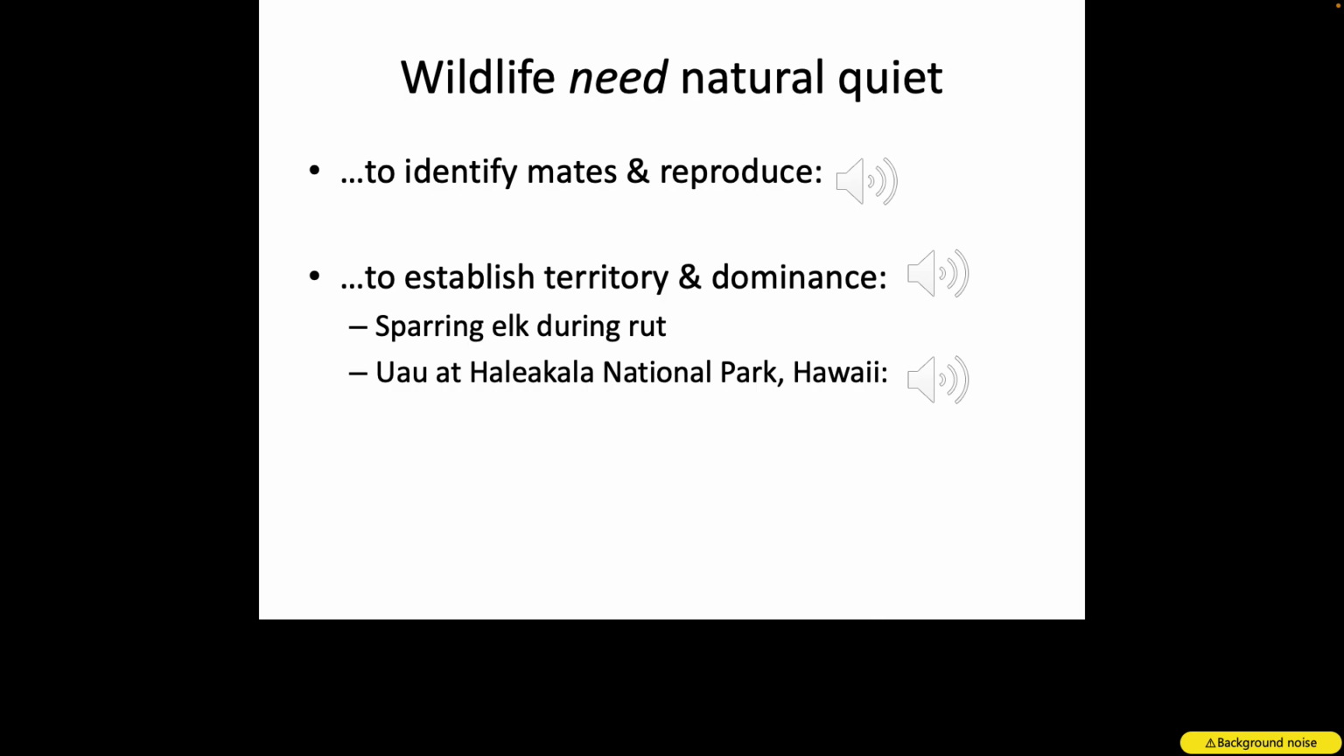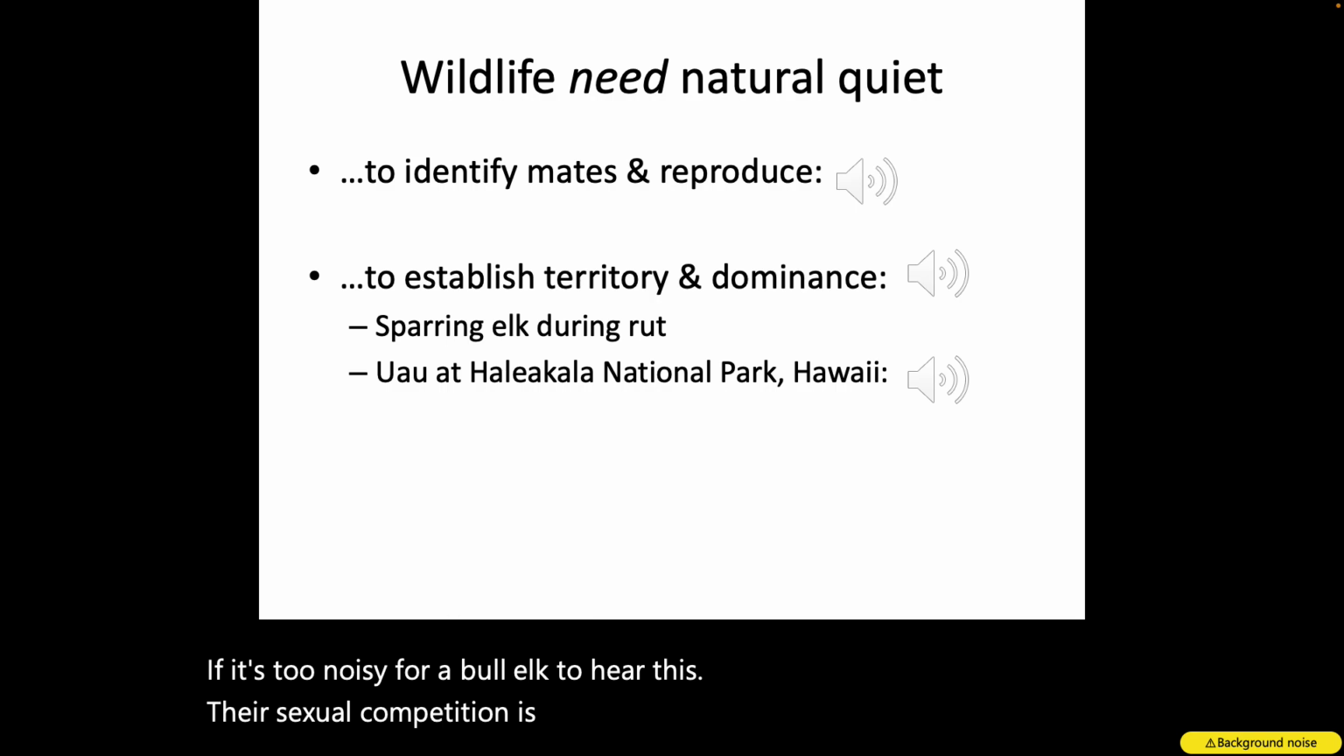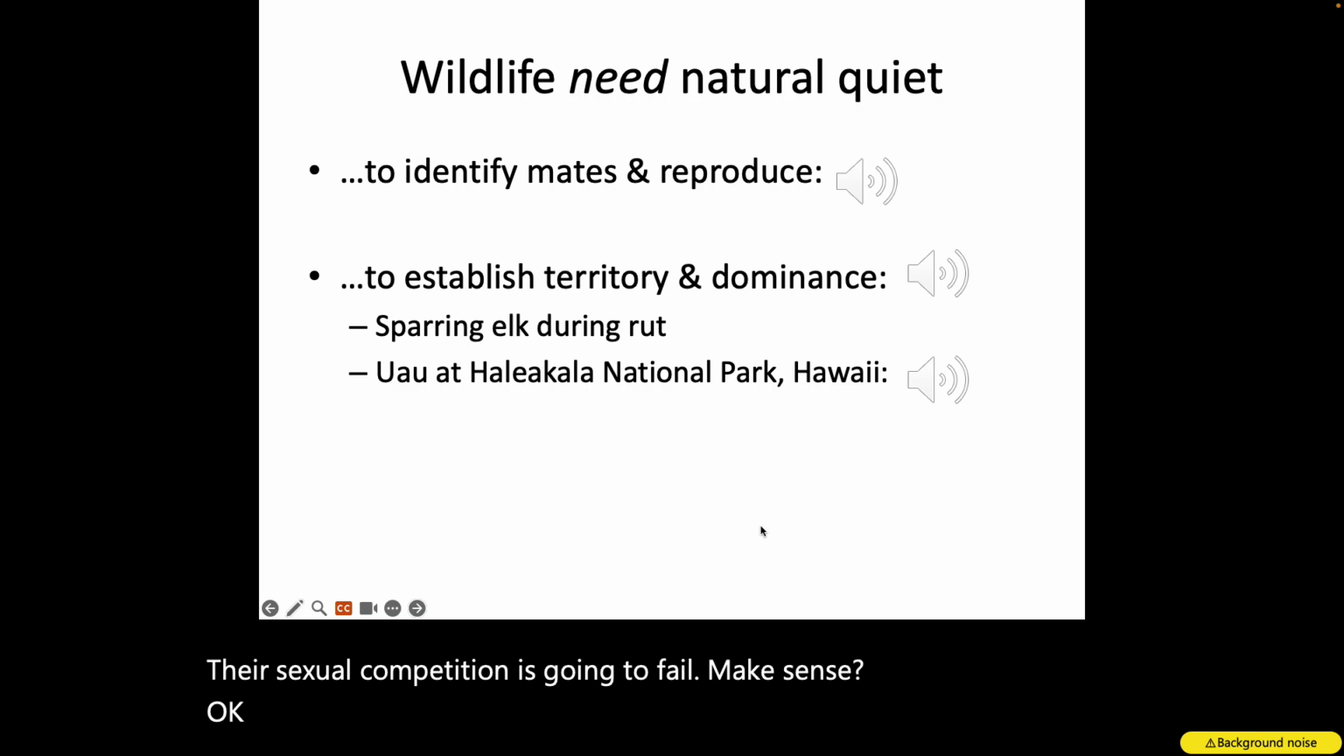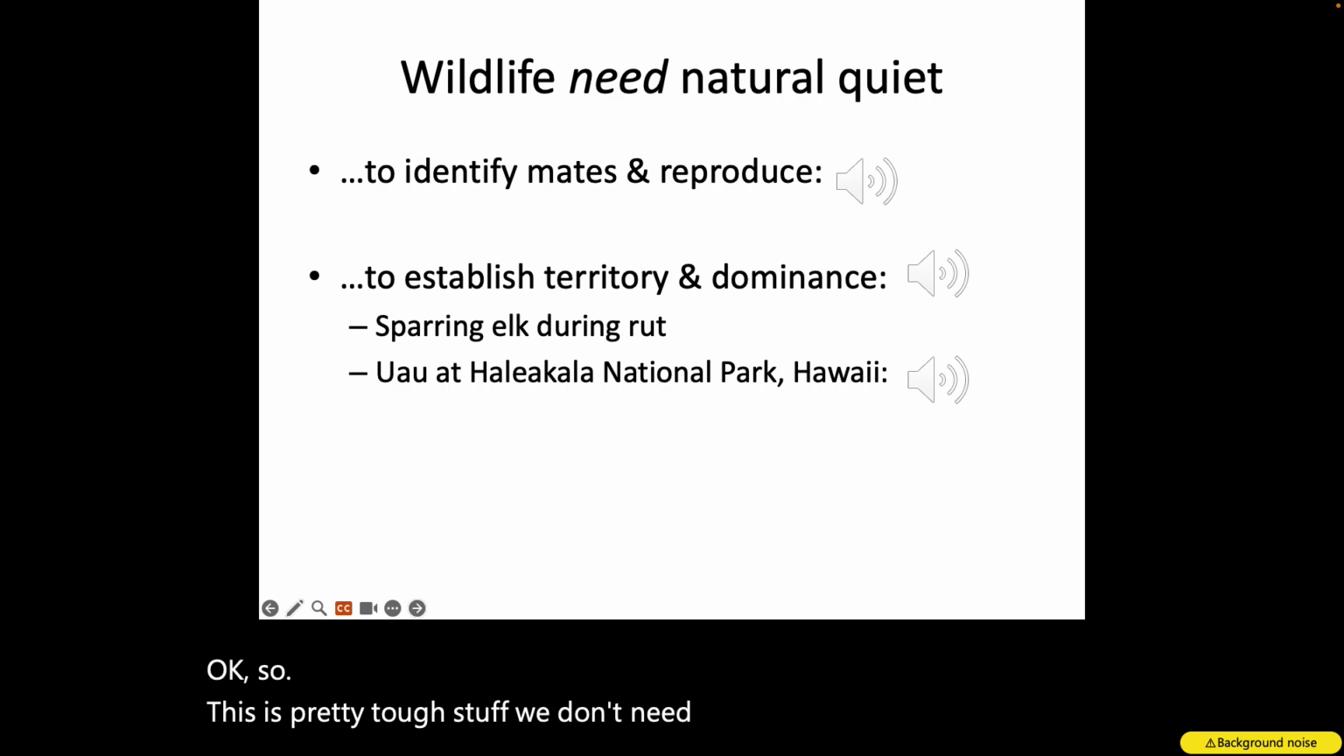If it's too noisy for bull elk to hear this, their sexual competition is going to fail. Make sense? Okay, so this is pretty tough stuff. We don't need to listen to all of the different examples of it.